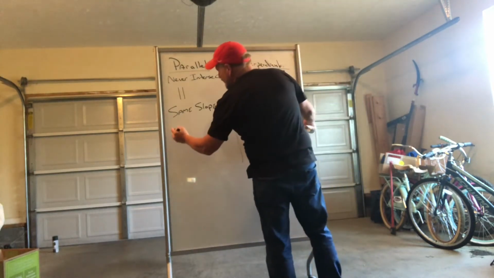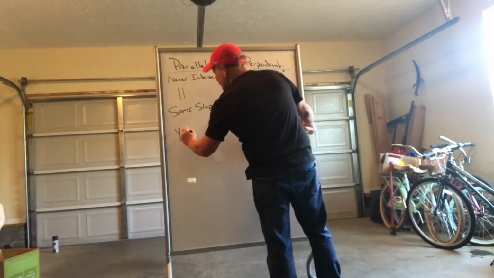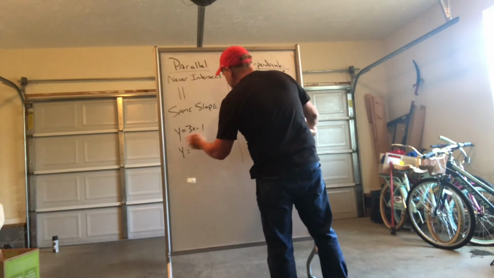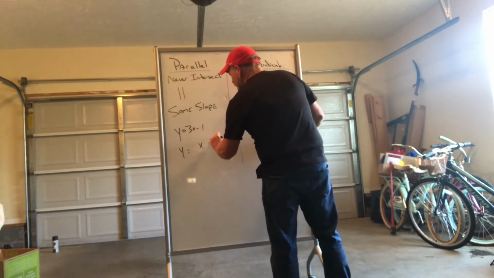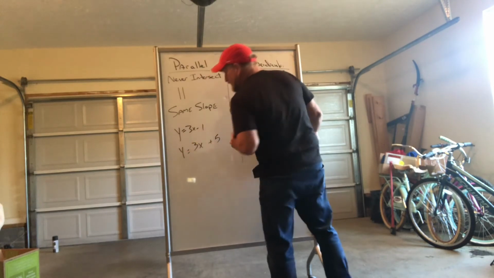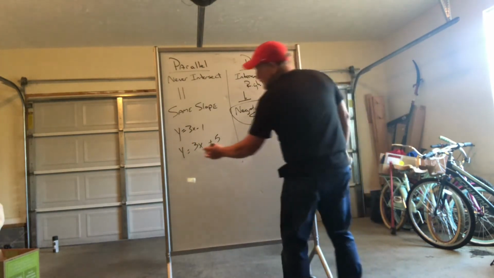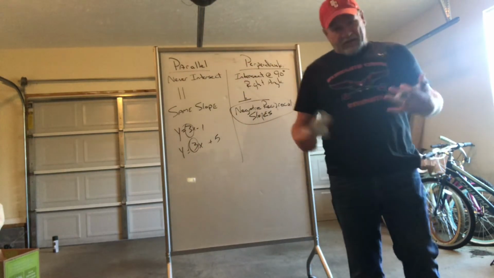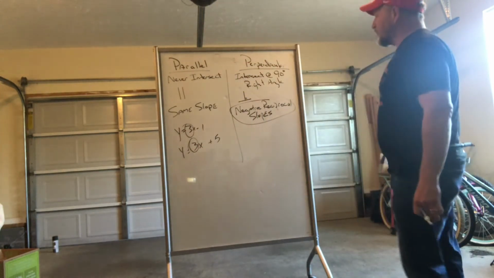Now, for instance, if I had two parallel lines over here, if I had one that was y equals 3x minus 1, and the other one I had y equals something x plus 5, if it's going to be parallel, it has to have the same exact slope. So that value right there, that coefficient right there in front of the x must be the same. Again, that's where the slope's located in the slope-intercept form.